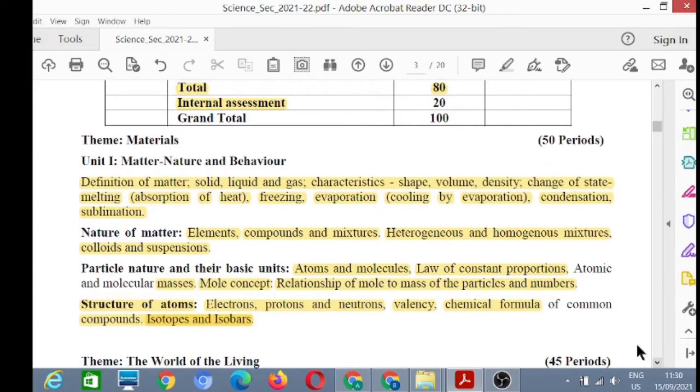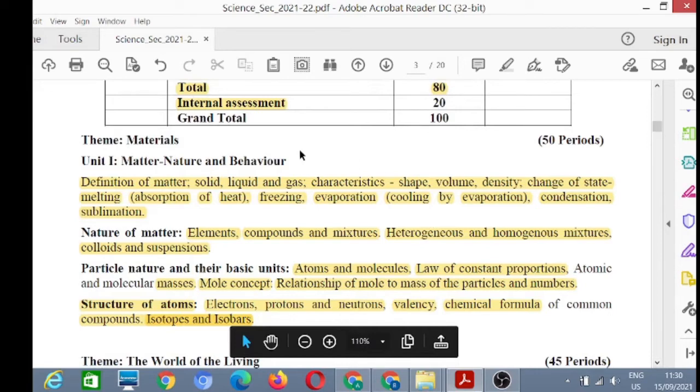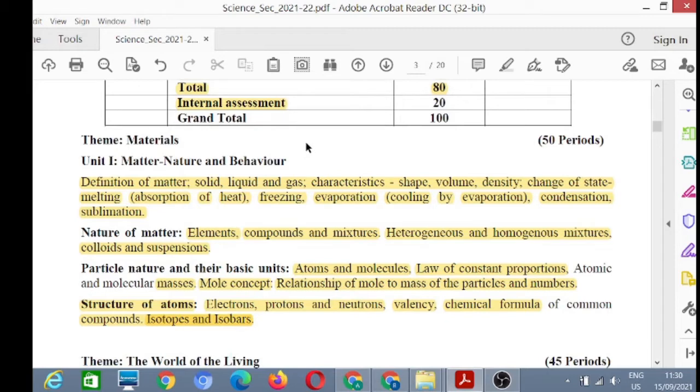Now we will see the details of the syllabus. So in unit 1, that is matter, structure and behavior, we have definition of matter. Okay, then matter can be categorized as solid, liquid and gases. Then characteristics, shape, volume, density, then change of state. All of these are physical properties.